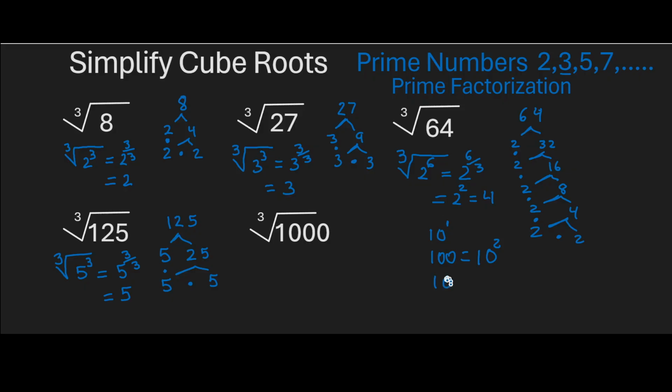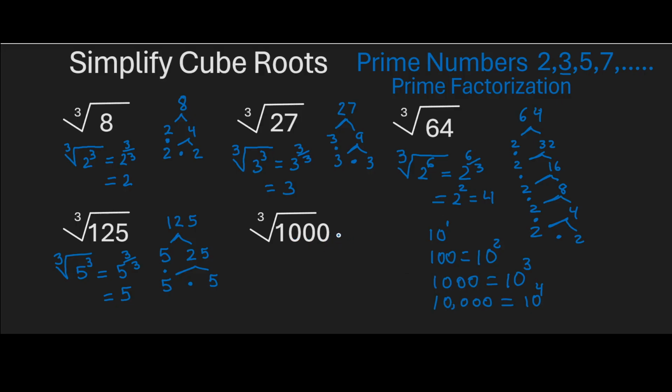And then 1000, count how many zeros you have. You have three of them. That would be 10 to the third power. So this is a little bit different. Whenever you have numbers like 100, that's how you're going to be able to rewrite it using exponents. Okay, let's say 10,000. Count how many zeros you have. 1, 2, 3, 4. That should be 10 to the fourth power. Okay. So in this case, I know this is how it works.